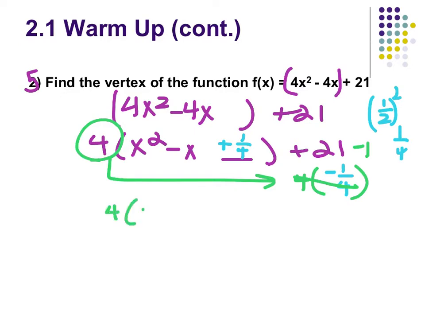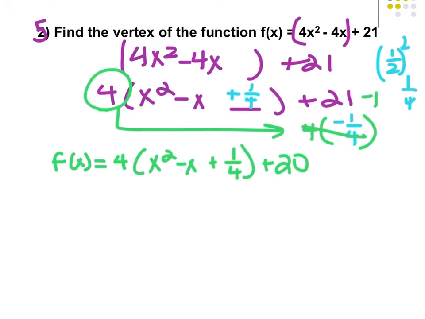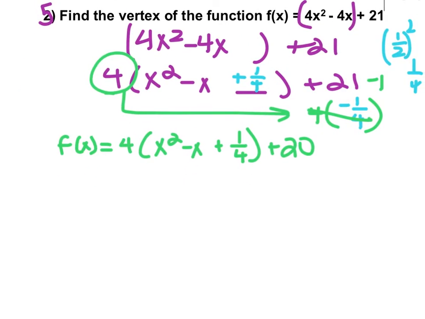So 4 times x squared minus x plus 1/4 plus 20. And then my last step is to just put that into one expression that is squared. So I am factoring it. I've forced it into becoming a perfect square trinomial, and now I want to factor it.